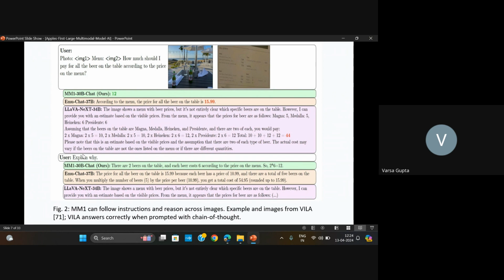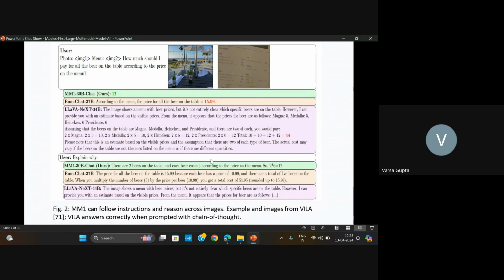LLaVA-NeXT has achieved state-of-the-art accuracy on science question answering, and it is also multimodal. Emu-Chat gives an answer of 15.99, which is not accurate according to the menu prices. Similarly, LLaVA-NeXT gives the answer as 44, which is also not accurate according to the correct price.